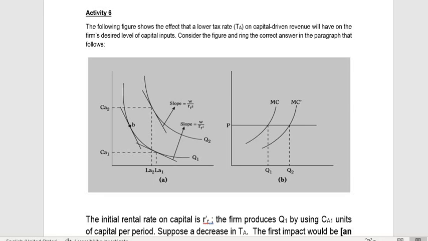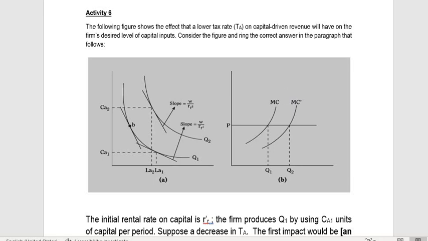Activity 6 now is looking at this curve over here. It says that the following figure shows the effect of a lower tax rate on capital-driven revenue, and what that effect will have on the firm's desired level of capital inputs. Based on this figure, you will have to answer questions the same as you did in activity 5, right? Just to break down the curve again, you have this isoquant over here, which is associated with this MC curve. And then you have the second isoquant, and that is associated with MC2, right?